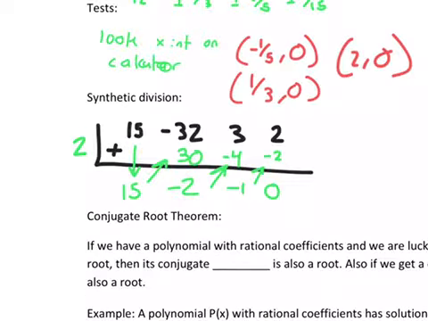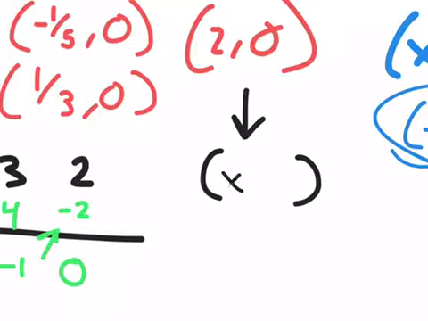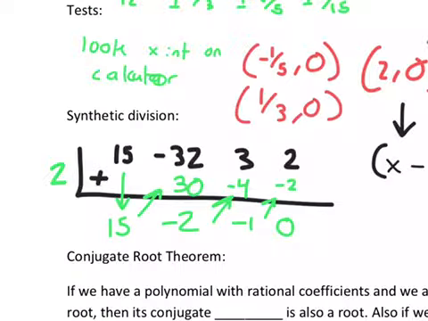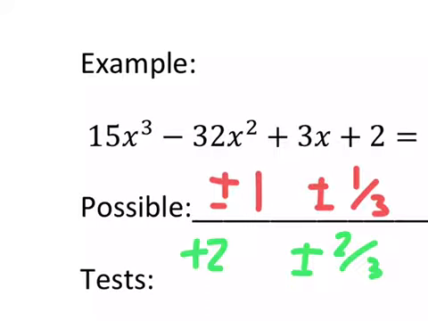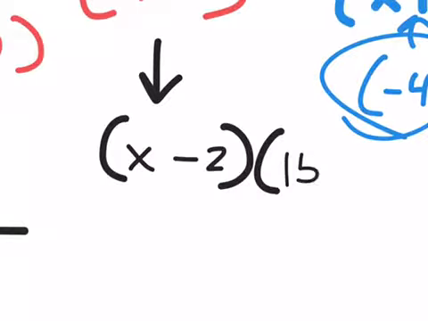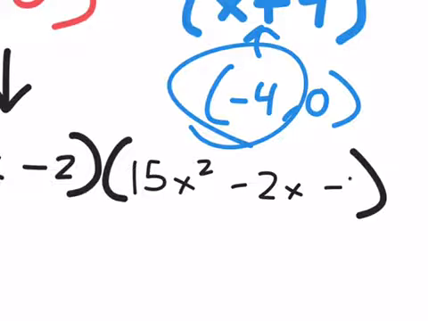So in terms of factoring this, if this 2 was an x-intercept, its factor would have to be x minus 2. Right? X minus 2 is the factor associated with the x-intercept of (2, 0). All right, and then remember to find out what's left over. These are your coefficients, except it's going to start off 1 power lower than it was in the first place, which started off as x cubed. We just divided out 1 term of x. So now it's going to be x squared. So we'll have 15x squared minus 2x and minus 1.